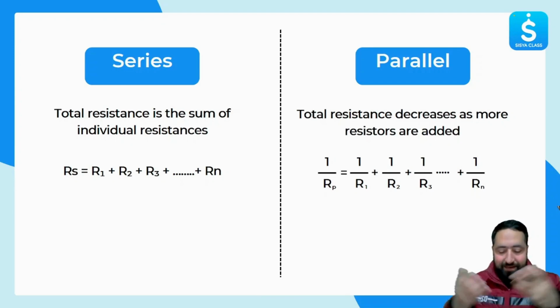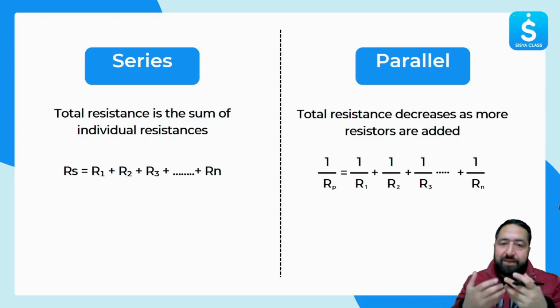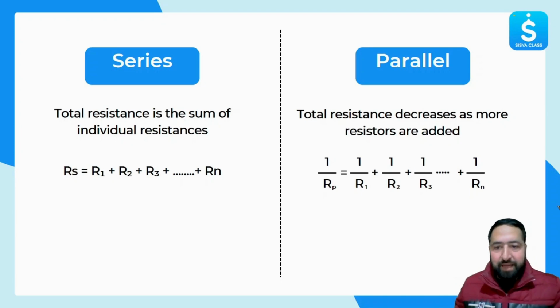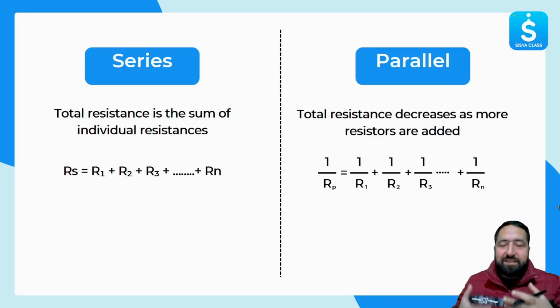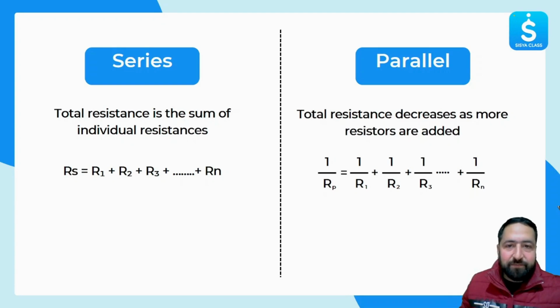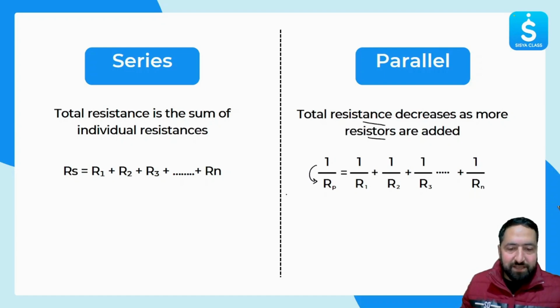resistors and they are connected in series, what will be the equivalent resistance? Very good. It will be the sum of these resistances simply, so R1 plus R2 plus R3. And it's very evident that the resistance will increase when the resistors are connected in series. Got it? And let's move to the parallel. The total resistance decreases. Why? Because you are taking the reciprocal of this resistance.